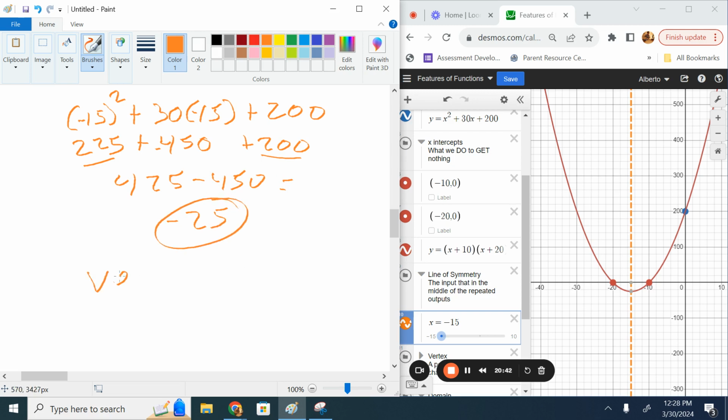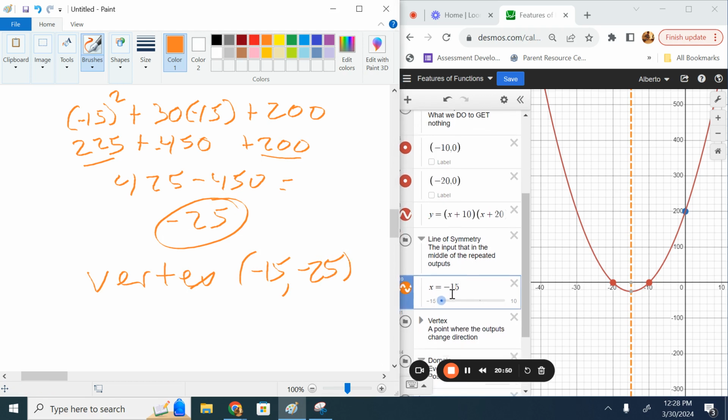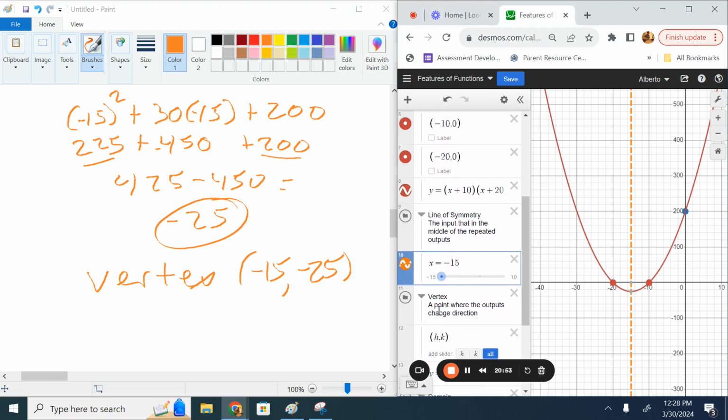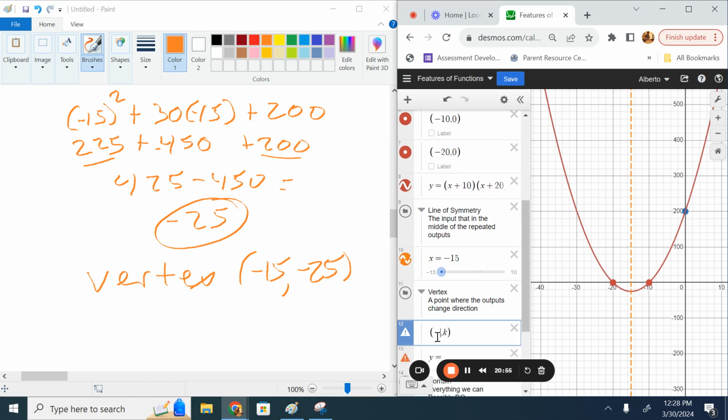So that means our vertex is at -15, -25. Let's check that. Okay, so -15 and then -25, and it lined up exactly where we wanted it to.